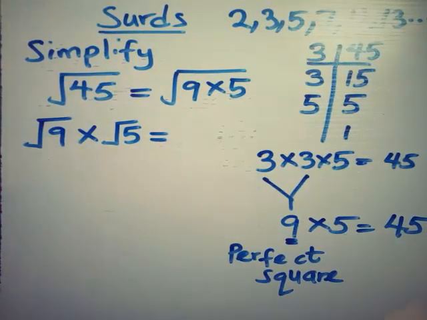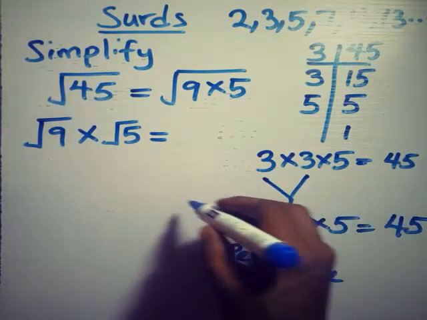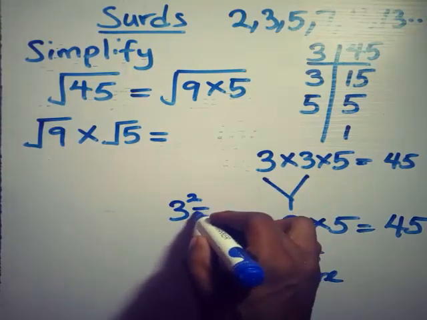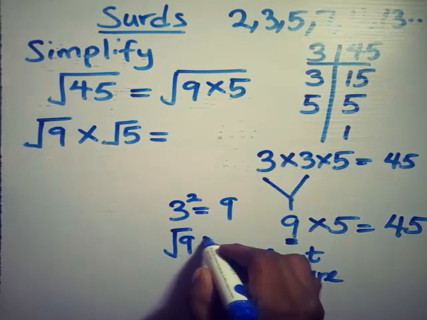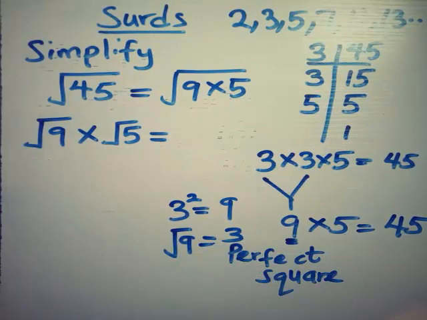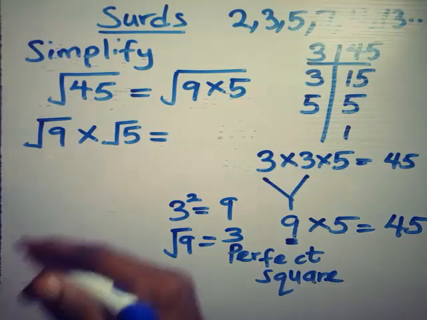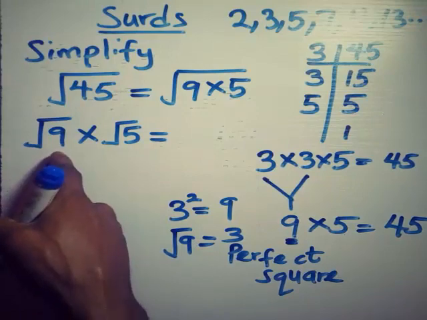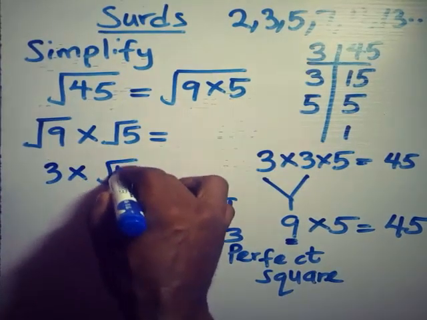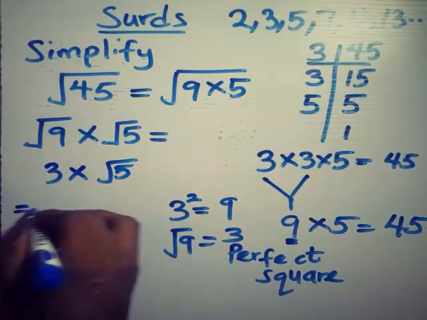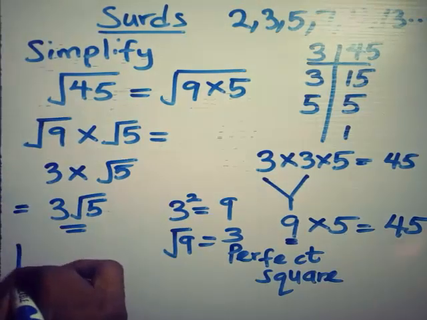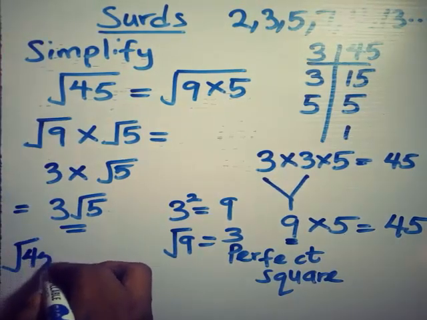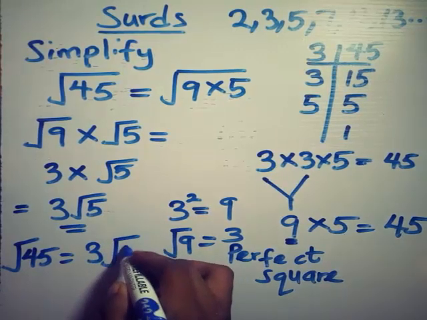If I'm to move to the next step, the square root of 9: 3 squared gives me 9, so the square root of 9 is 3. So I have 3 for the square root of 9 times root 5, and my answer becomes 3 root 5. So I have simplified root 45 to have 3 root 5.